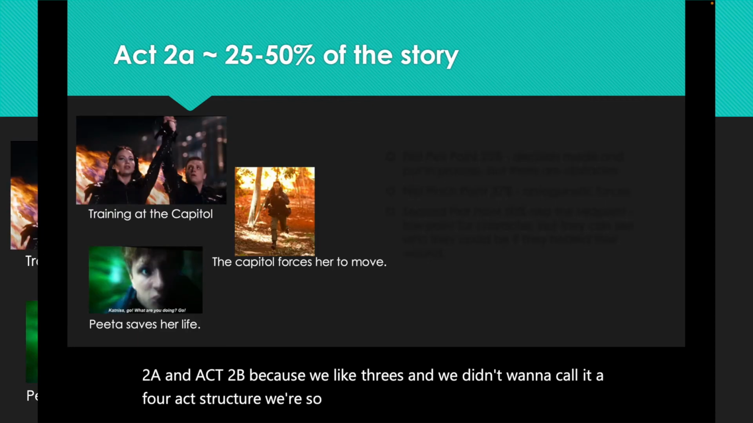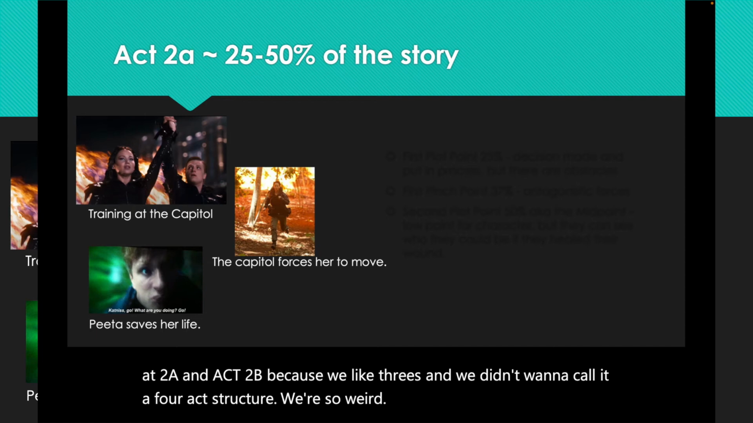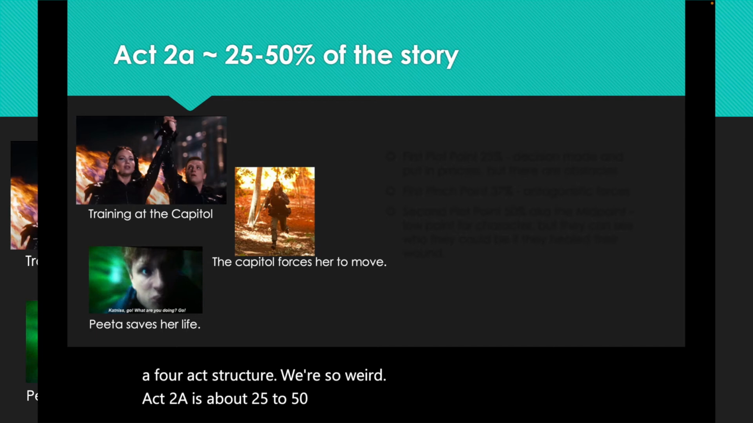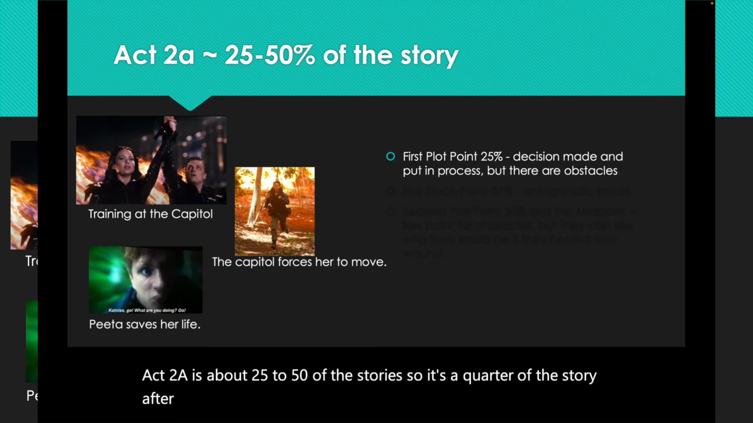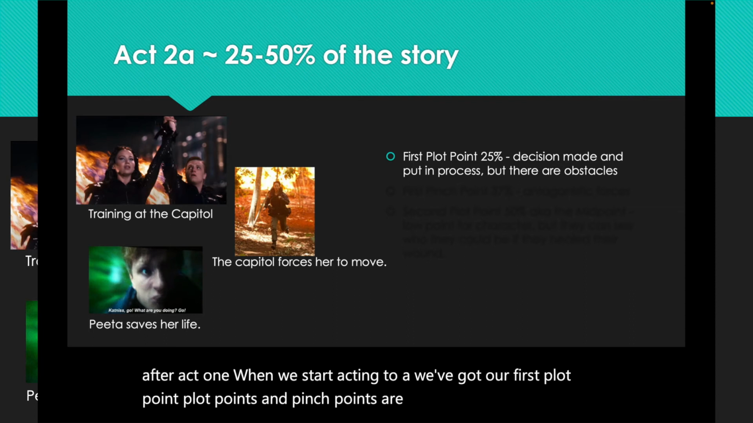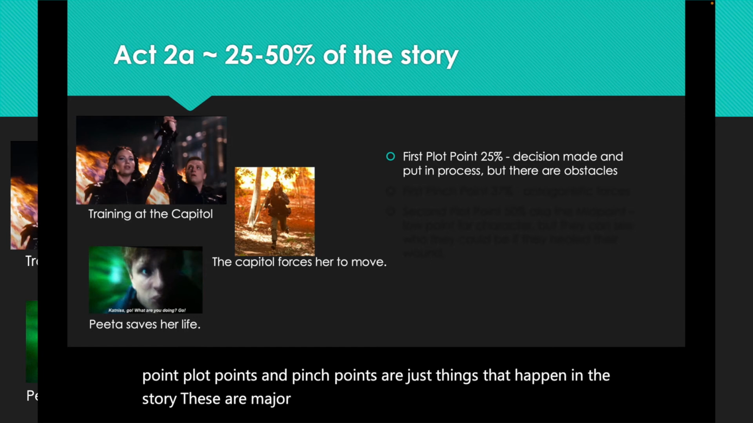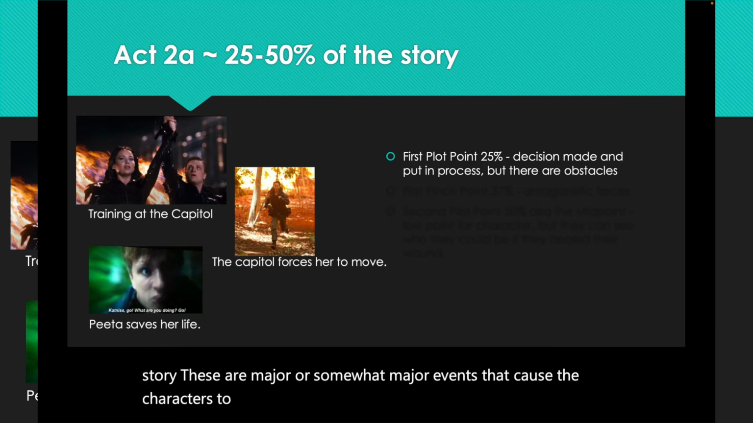Act 2A is about 25 to 50% of the story. So it's a quarter of the story after Act 1. When we start Act 2A, we've got our first plot point. Plot points and pinch points are just things that happen in the story. These are major or somewhat major events that cause the characters to react. So we've got our decision made, she's going to the Capitol, and put in process, but there are obstacles.